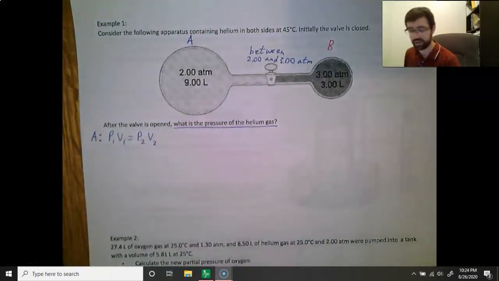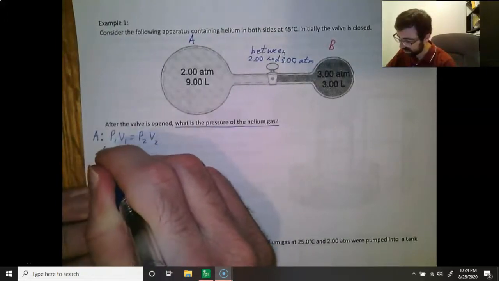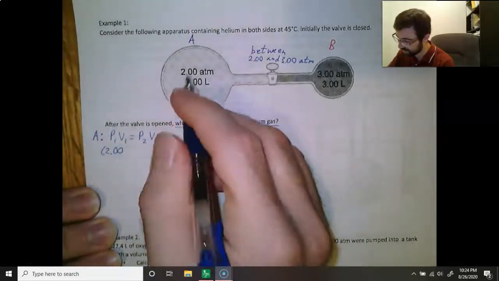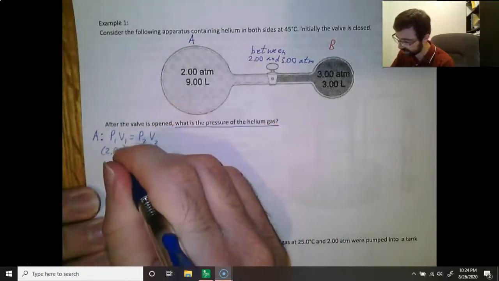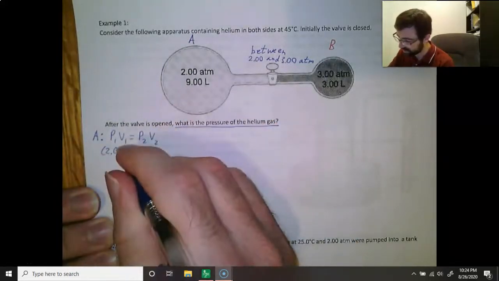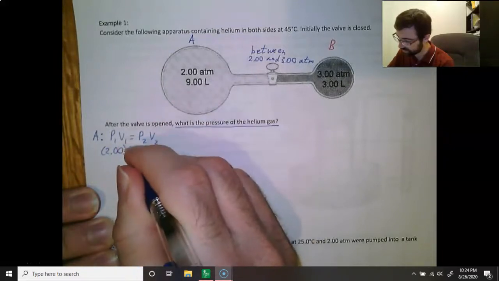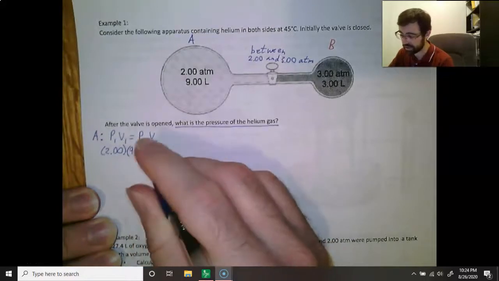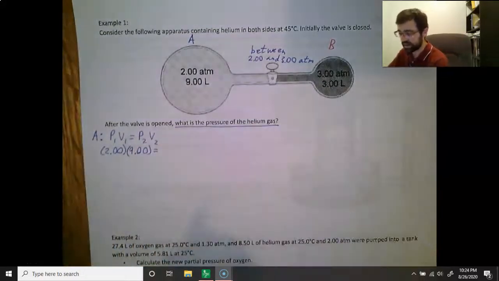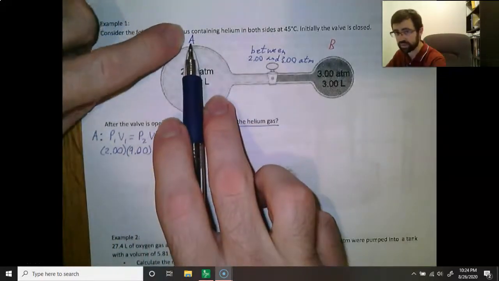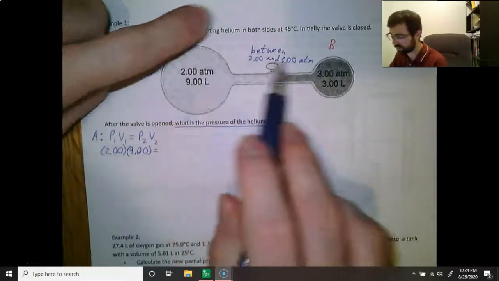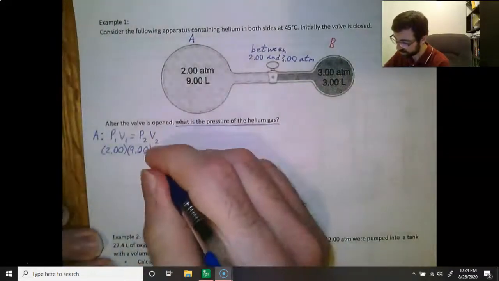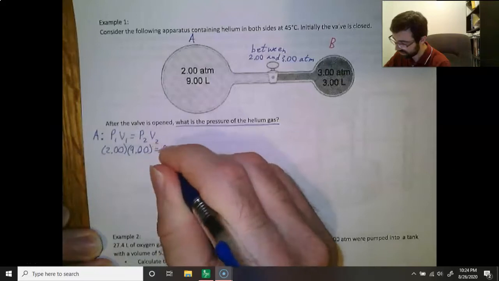So it's a Boyle's Law type problem. 2.00 is the number of atmospheres I have. That's my starting pressure. My starting volume is 9.00. Pressure 2 is what I'm looking for, but I'm going to call it PA because I'm going to end up with another pressure called PB. So P2, we're going to call it PA.